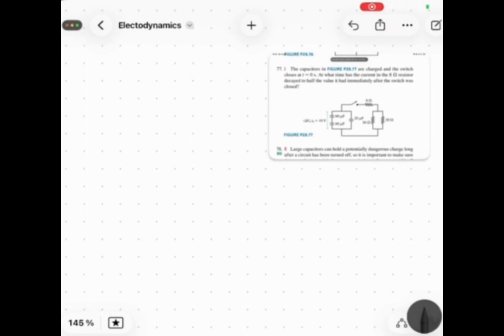Here, the capacitors in the figure are charged and the switch is closed at t equals 0 seconds. At what time has the current in the 8 ohm resistor decayed to half the value it had immediately after the switch was closed? First, I'm just going to write the given. After that I will solve the problem. Our goal is to find the time at which the current in the 8 ohm resistor reaches half of its initial value.